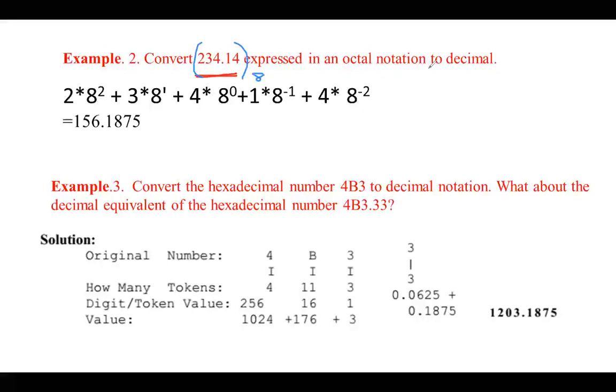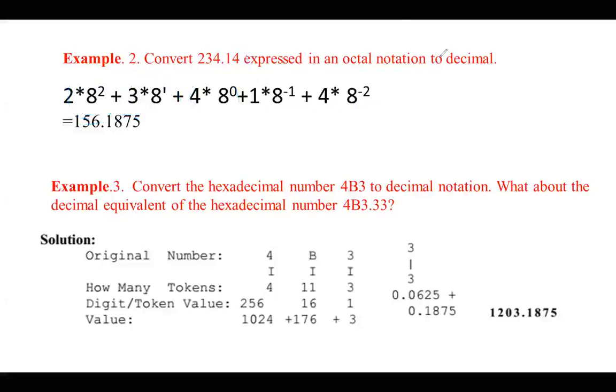So what is the first thing? 234.14. Now 234 we have to calculate, then 14. So 234 will be like this, and 14 will be like this way we are going to follow. The first one in 234 is 4. So it is 4 into 8 power 0 plus 3 into 8 power 1 plus 2 into 8 power 2 plus, again, for the decimal, 1 into 8 power minus 1 plus 4 into 8 power minus 2, and solve it.